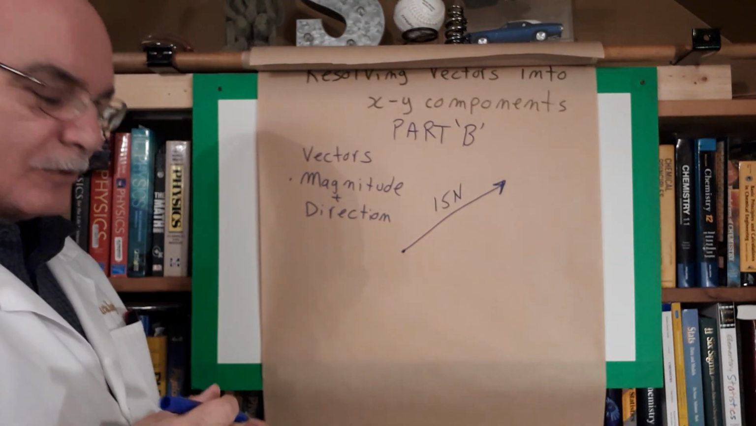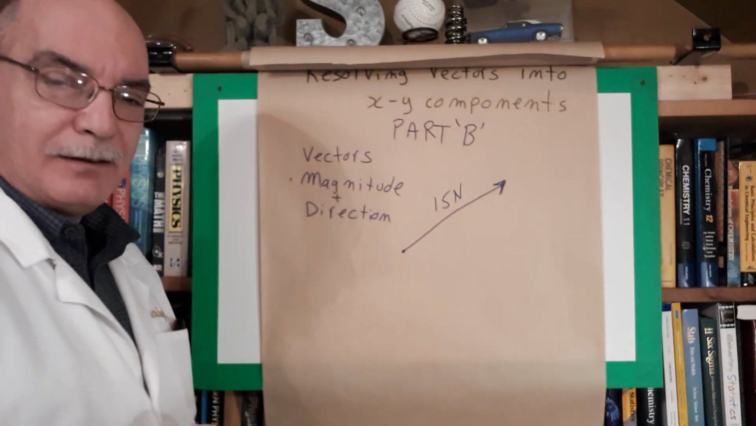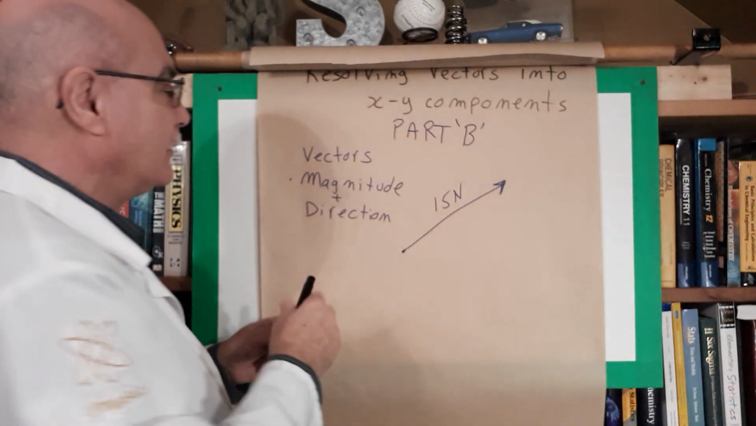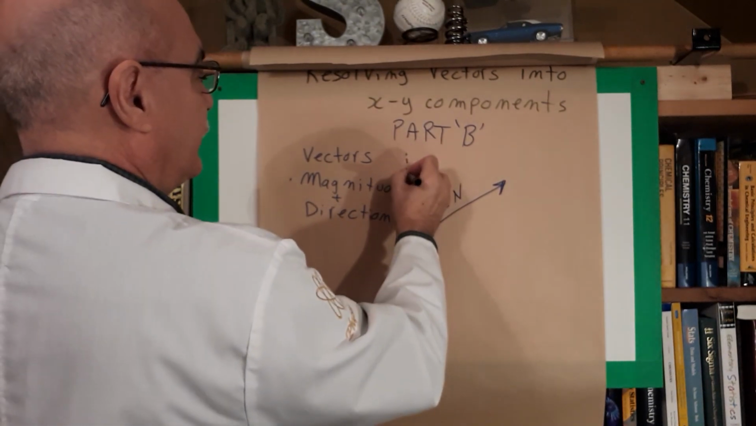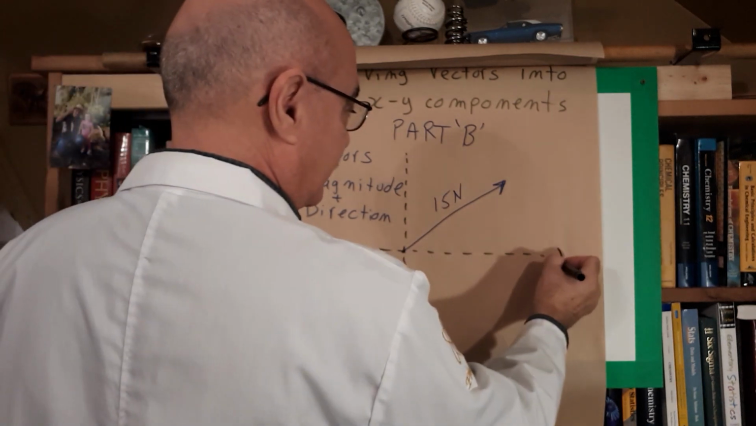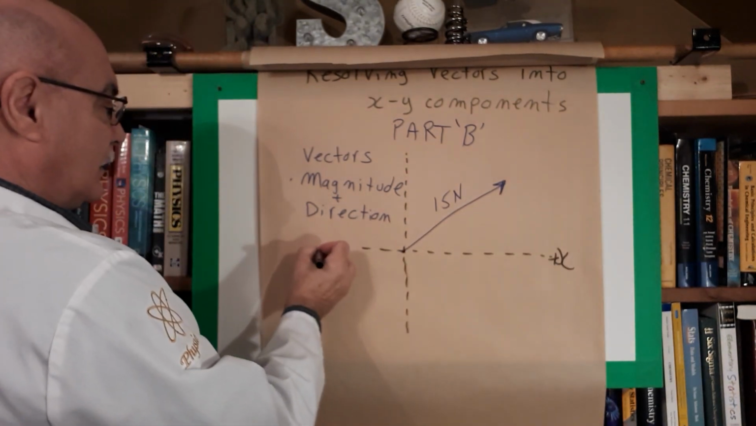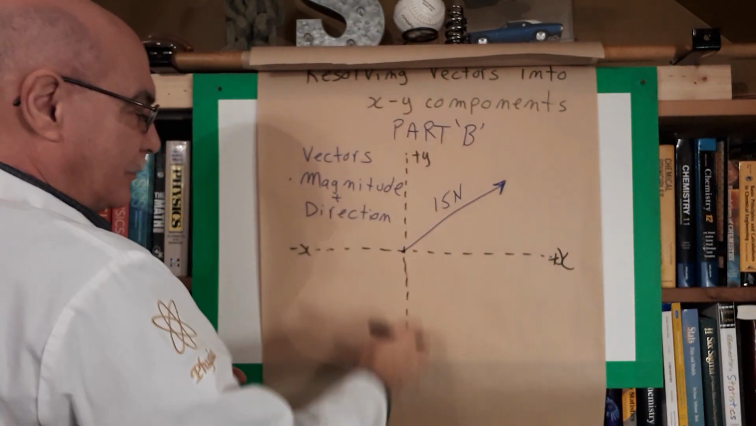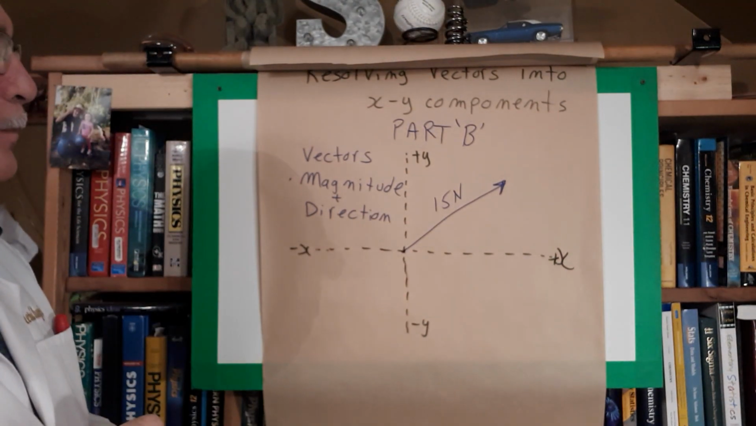Now this also needs a coordinate system in order for us to give it a direction. I just can't say 15 newtons in that way. So I'm going to use a different colored pen here. For a coordinate system, in order to give this an angle, some direction, I'm going to use the standard XY plane. So going in that direction, that's the positive x-axis. Going in this direction, the minus x-axis. Going up, positive y-axis. Going down is the minus y-axis. So this is the standard Cartesian plane.